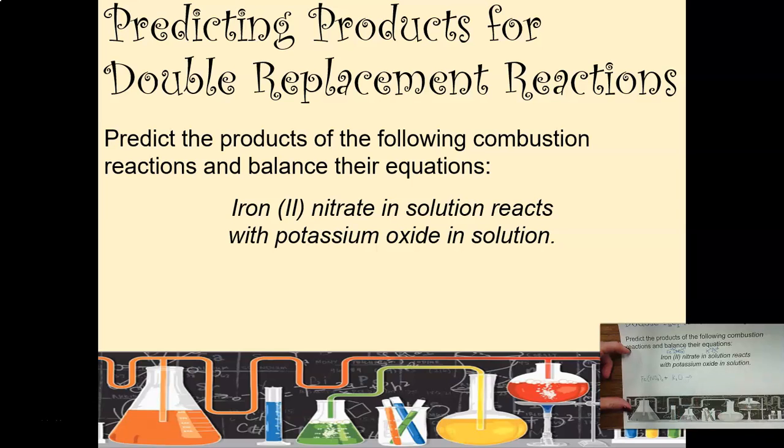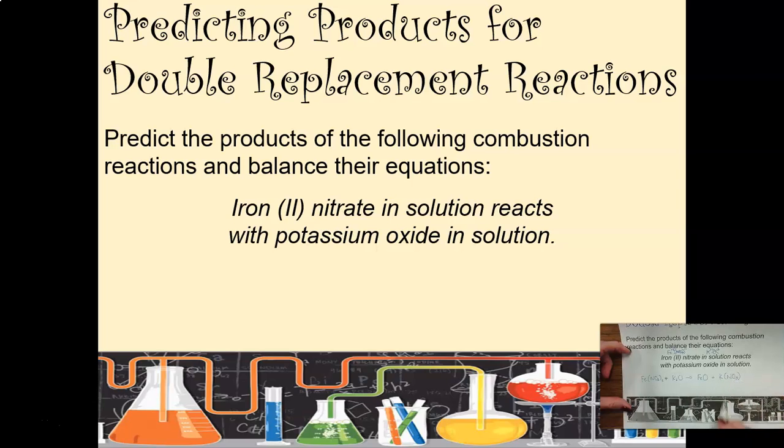So in this double replacement reaction, you have two compounds. They're going to swap partners. That's it. Okay? So my new compound is going to be iron bonded to oxygen. Iron's oxidation number was +2 and oxygen's is -2, so I don't need any subscripts. The other compound is going to be potassium nitrate.